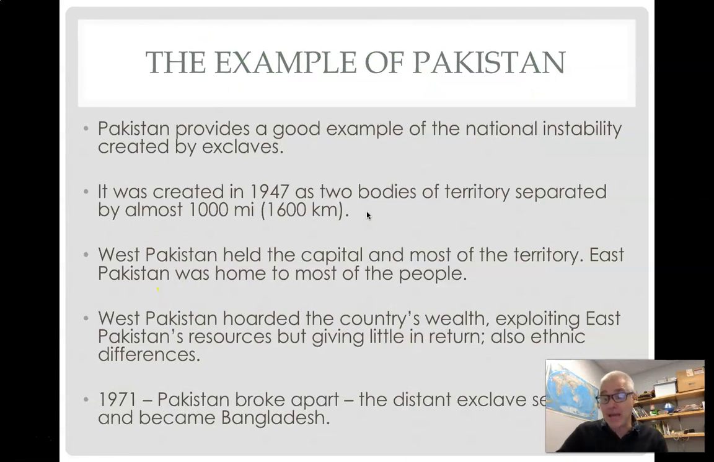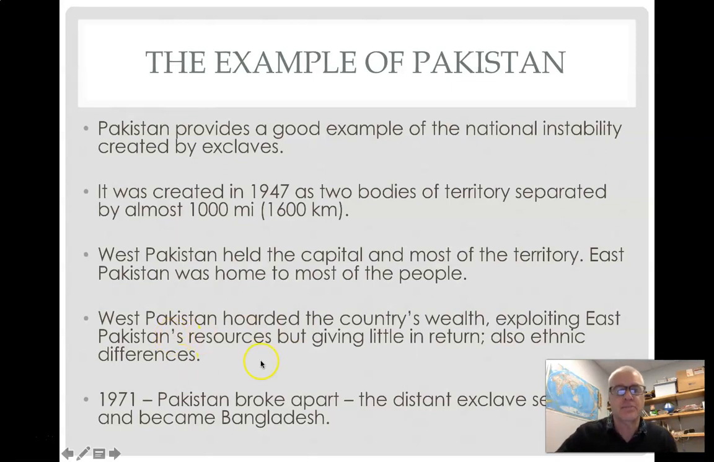And then you get examples like Pakistan, right, which we've talked about with the partition of India and Pakistan. Pakistan originally was created in 1947 with India in the middle and then West and East Pakistan on each side of it. West Pakistan held the capital in Islamabad and most of the territory. East Pakistan had most of the people. And West Pakistan kind of hoarded the country's wealth and exploited East Pakistan's resources, with big differences in terms of ethnicity and language, even though they were both Muslim areas.